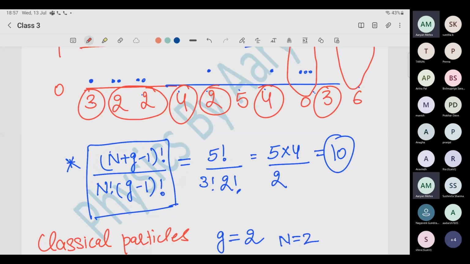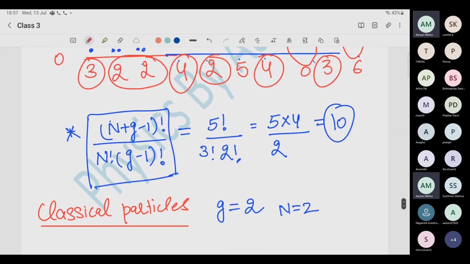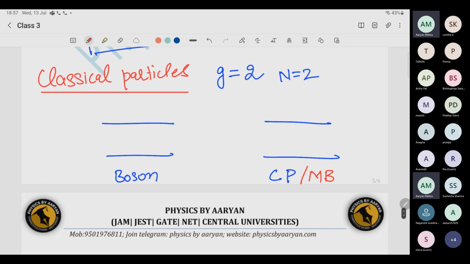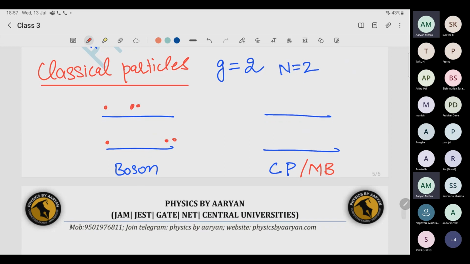It's very simple. Just use this formula. 3. So everyone agrees, 3. It's an easy calculation. So 2 plus 2, 4, minus 1 is 3 factorial divided by 2 factorial into 1 factorial. So the answer comes out to be 3. So what are those 3 ways? One is the particles like this, one is like this, and one is like this. Very simple. Only 3 ways.